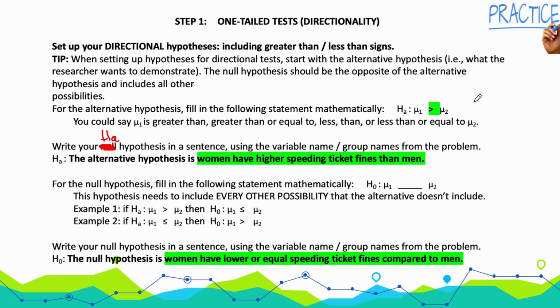So here's our practice problem that is a one-tailed test problem. For our alternative hypothesis, we're going to say that we want to know whether women, group 1, have higher or greater speeding ticket fines than men, who are group 2. So in a sentence, our alternative hypothesis is that women have higher speeding ticket fines than men. And then our null hypothesis has to include every other possibility. So women have lower or equal speeding ticket fines compared to men.